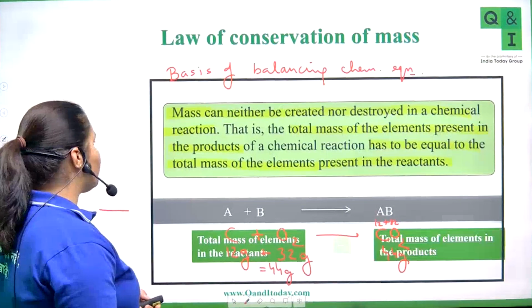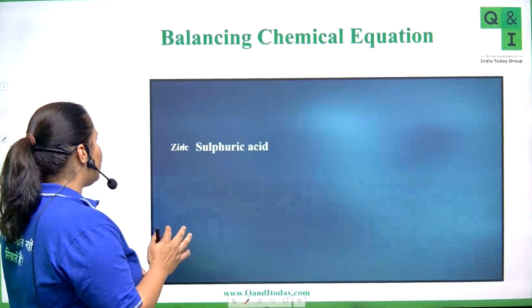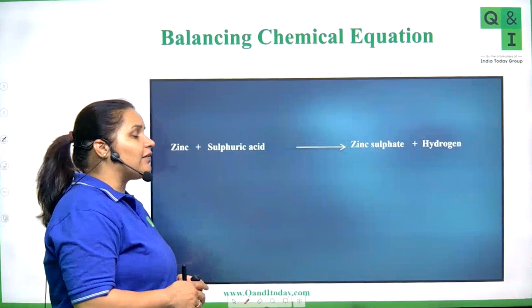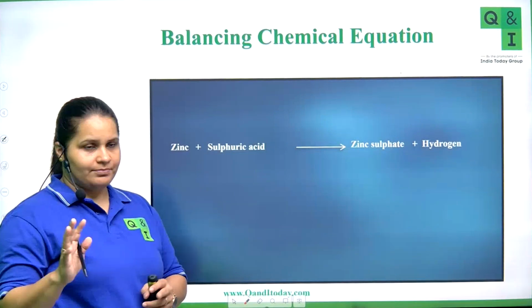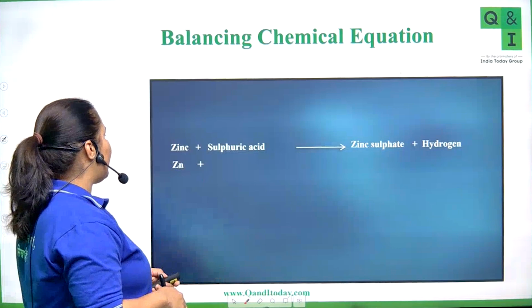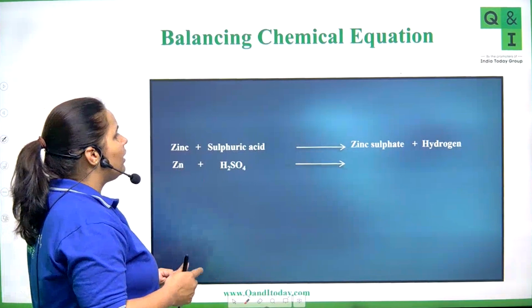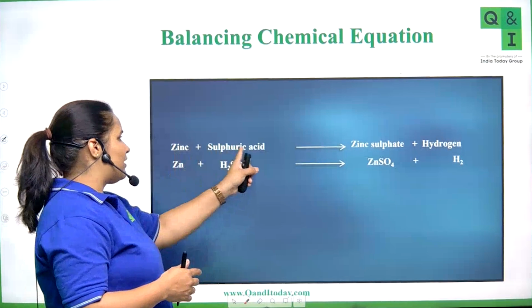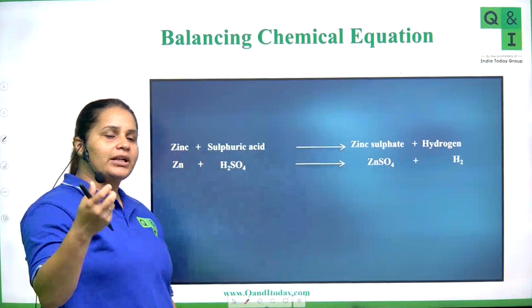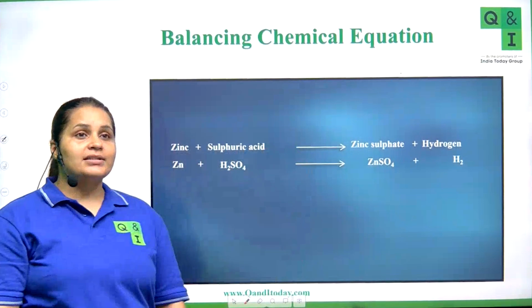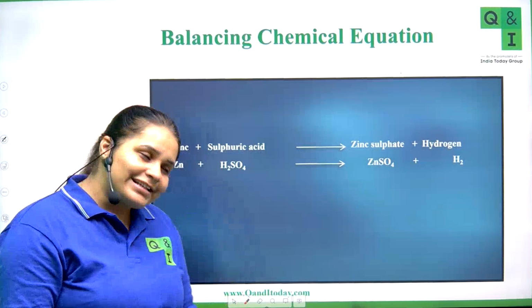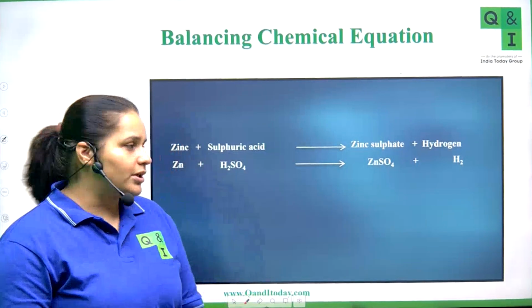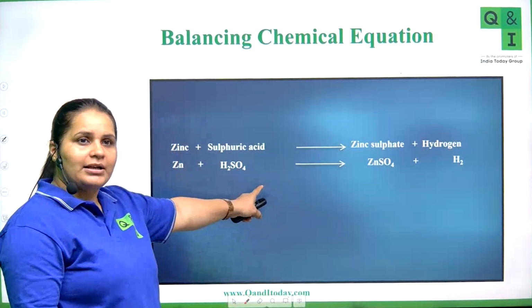Okay, fine. So now let's move on to the balancing part. How do we balance? Here I have a reaction between zinc and sulfuric acid giving me zinc sulfate and hydrogen gas. When I write this, I have to write Zn plus H2SO4 giving me ZnSO4 plus H2. Can someone tell me, when I write the names, zinc plus sulfuric acid, this type of equation is known as what? Exactly, we call it a word equation: zinc plus sulfuric acid giving you zinc sulfate plus hydrogen. That is a word equation. And this is your chemical equation.